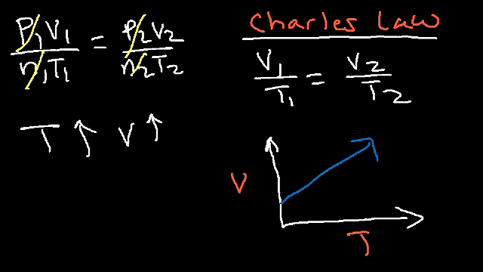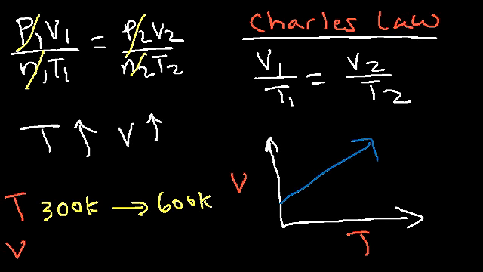So let's say the temperature of a gas is 300 Kelvin, and let's double the temperature to 600 Kelvin. If we double the temperature, and let's say that the volume is currently 2 liters, what's the new volume going to be? Well, because they're directly proportional, they're both going to go up. If you increase the temperature by a factor of 2, the volume will increase by a factor of 2, so it's going to double to 4 liters.